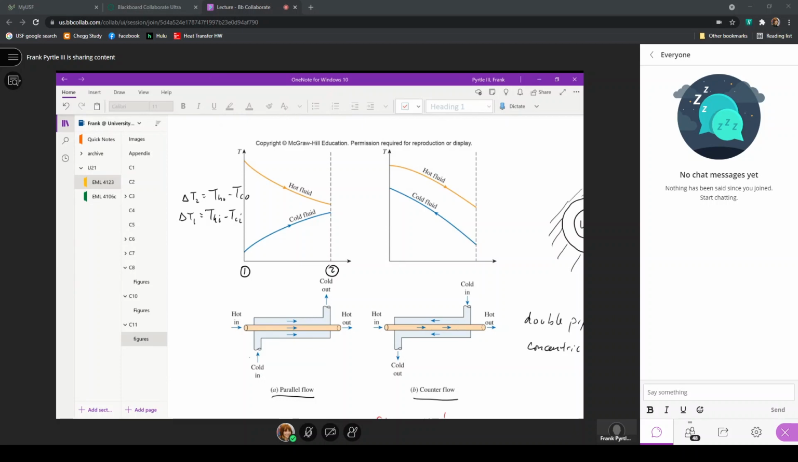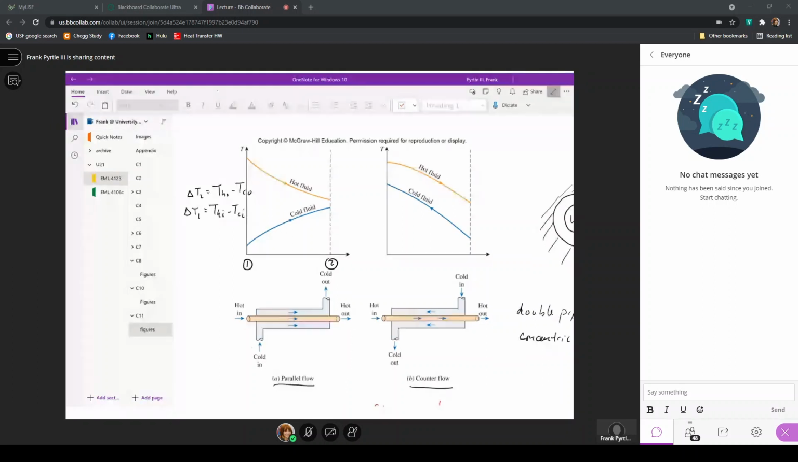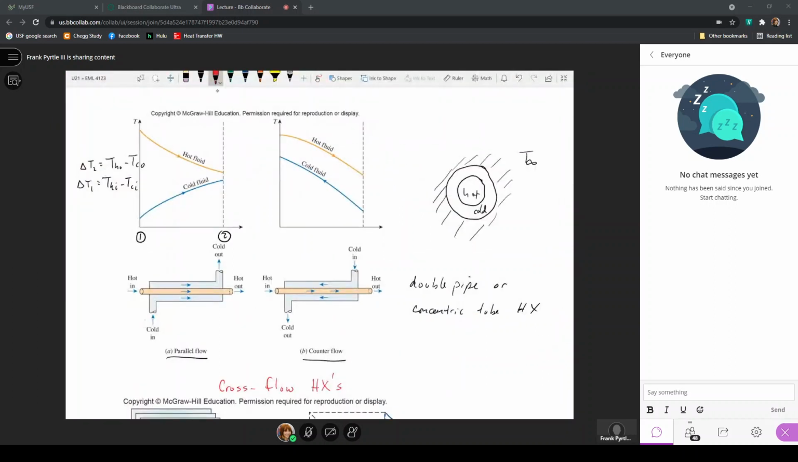These two temperature differences, one written for position number 1, that's delta T number 1, and this would be delta T number 2, so that the log mean temperature difference is just delta T2 minus delta T1 over the natural log of the ratio of delta T2 to delta T1.